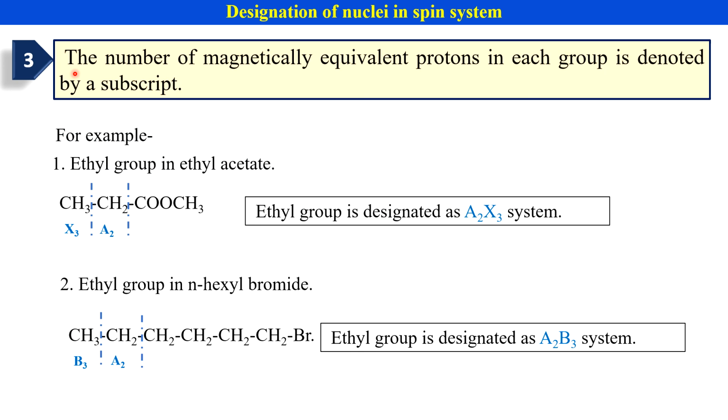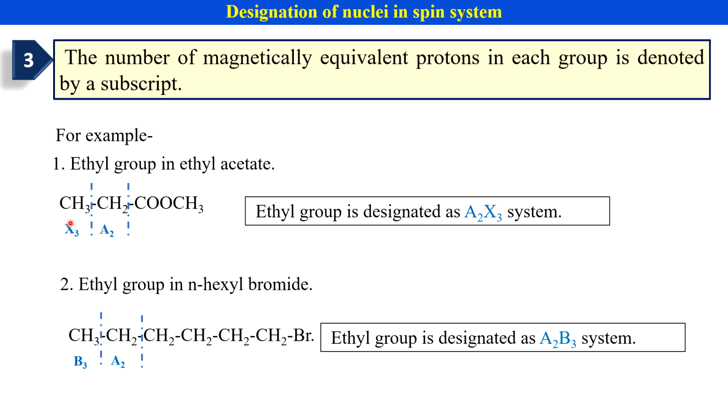Then rule number 3. The number of magnetically equivalent protons in each group is denoted by a subscript. For example, the ethyl group in ethyl acetate. In that ethyl group there are 2 spin systems. The deshielded proton is designated as A, the less deshielded as X3. In case of CH2, there are 2 protons, therefore it is A2. In the methyl group, there are 3 equivalent protons, therefore it is X3. Therefore, the ethyl group in this compound is designated as an A2X3 system.